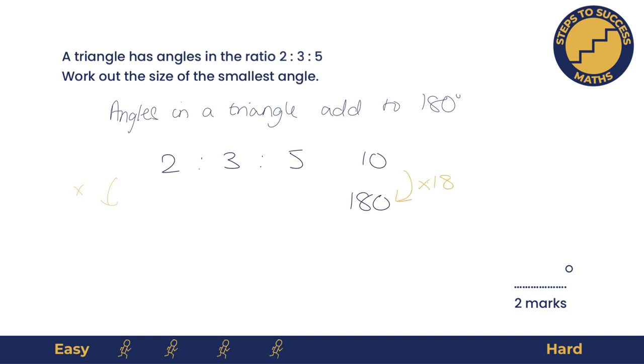2 times 18 is 36. 3 times 18 is 54. And 5 times 18 is 90. Work out the size of the smallest angle this time. So the smallest one is 36.